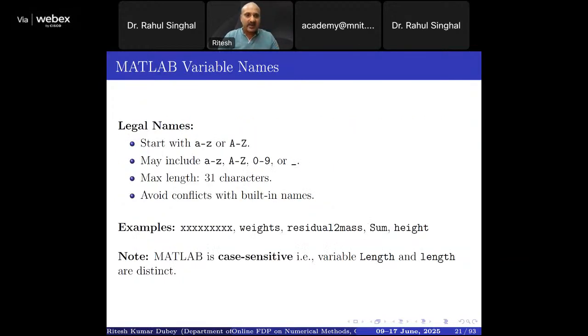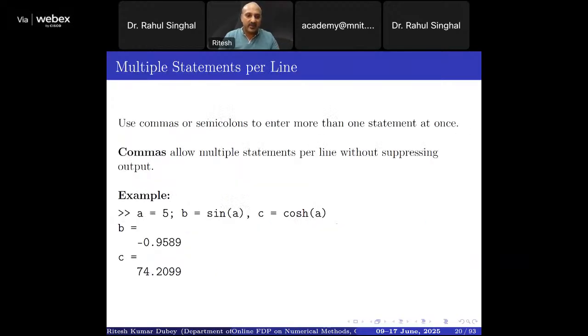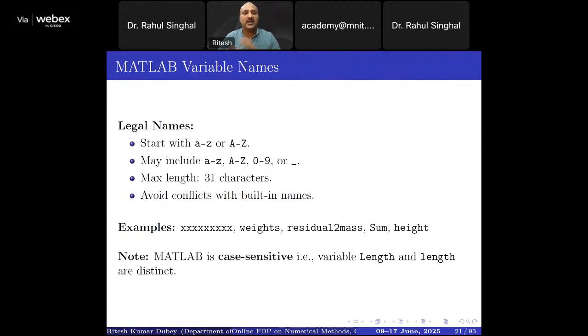And with this, as we are defining variables a, b, c, what are the things we can use as a variable name? There are certain rules. You have to start the variable name with a small letter a to z or a capital letter A to Z, and you may include a hyphen or underscore, and you can have at most 31 characters in your variable name.